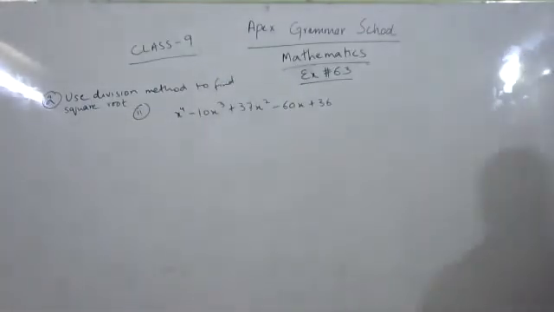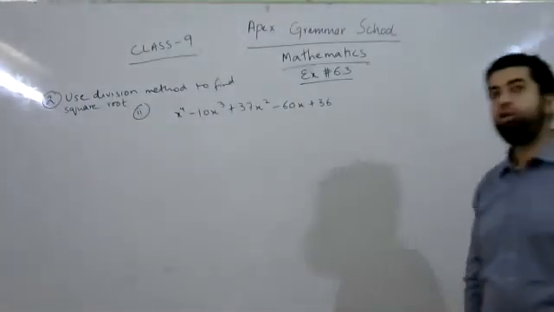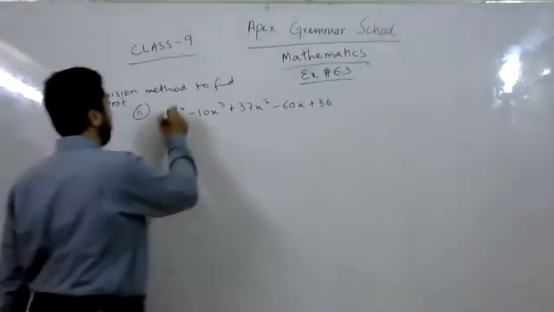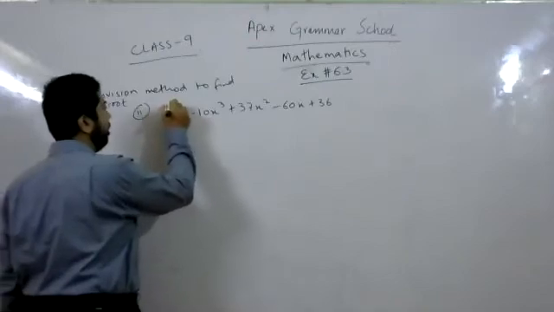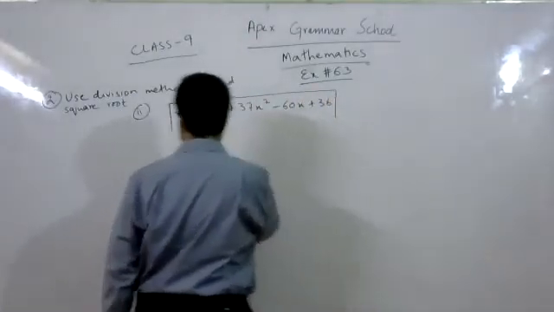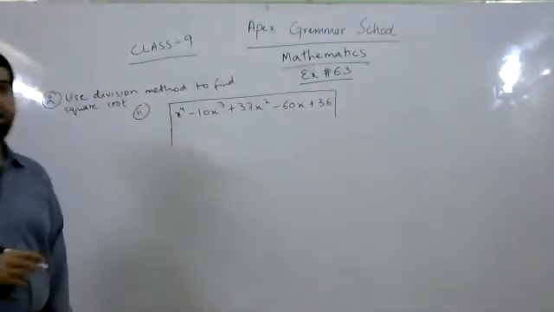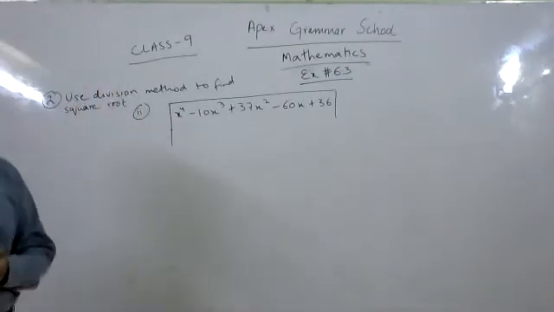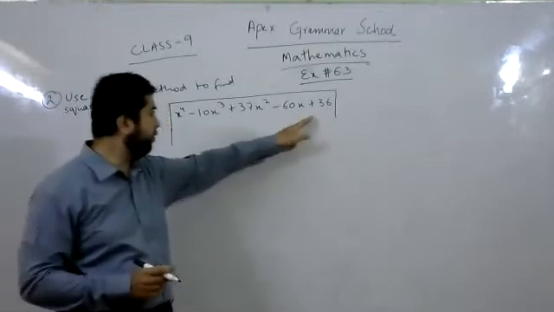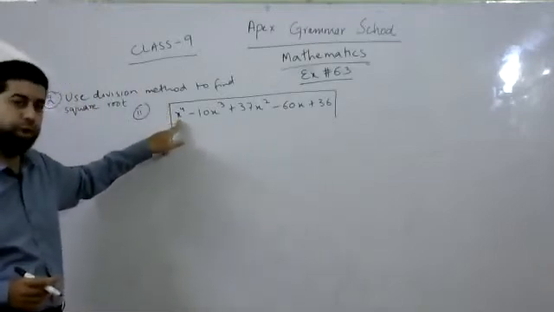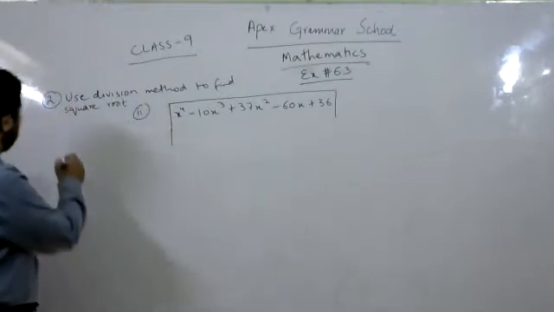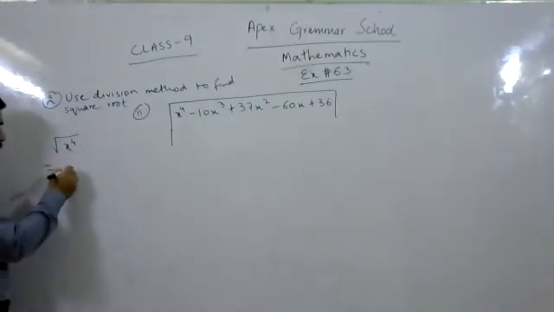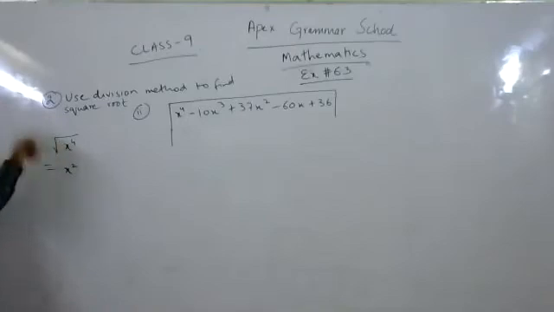Now, the other part is this. To find the square root of this part, again using the division method, you need to solve it. First, you need a divisor. The divisor will be the square root of the very first expression. This is x raised to power 4. Its square root will be x squared. The square root of x raised to power 4 will be x squared.